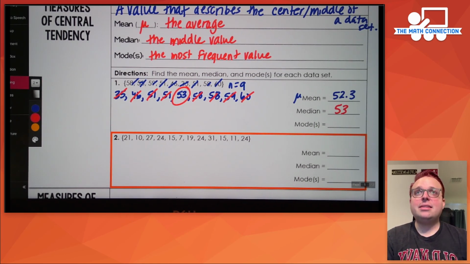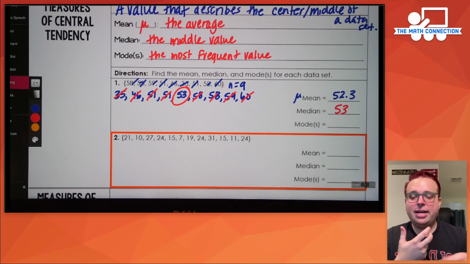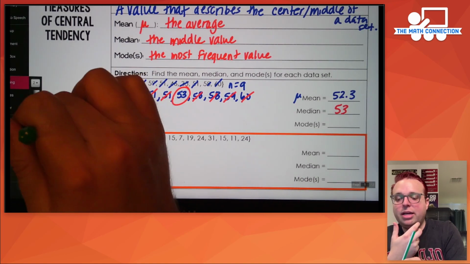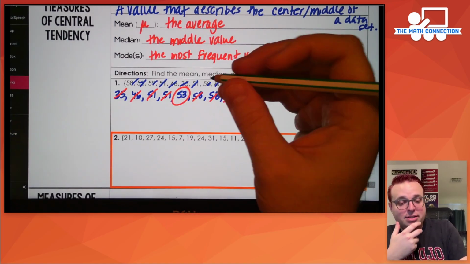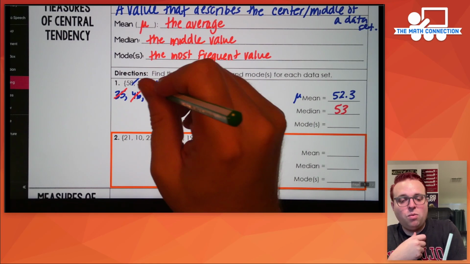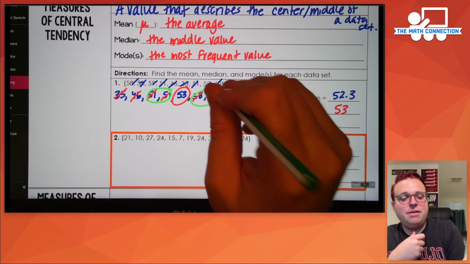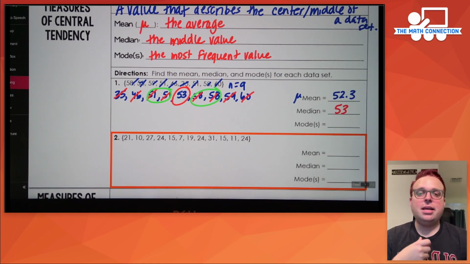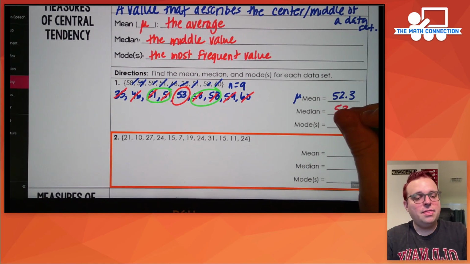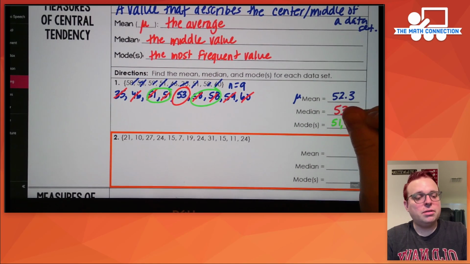So the very last thing we have is the mode, and there's actually 2 modes for this data set, because if I look at my data, and I'll use green for this, 51 showed up twice and 58 showed up twice. Because they've showed up the same amount of times and 2 is the highest frequency, both of those values are the mode.